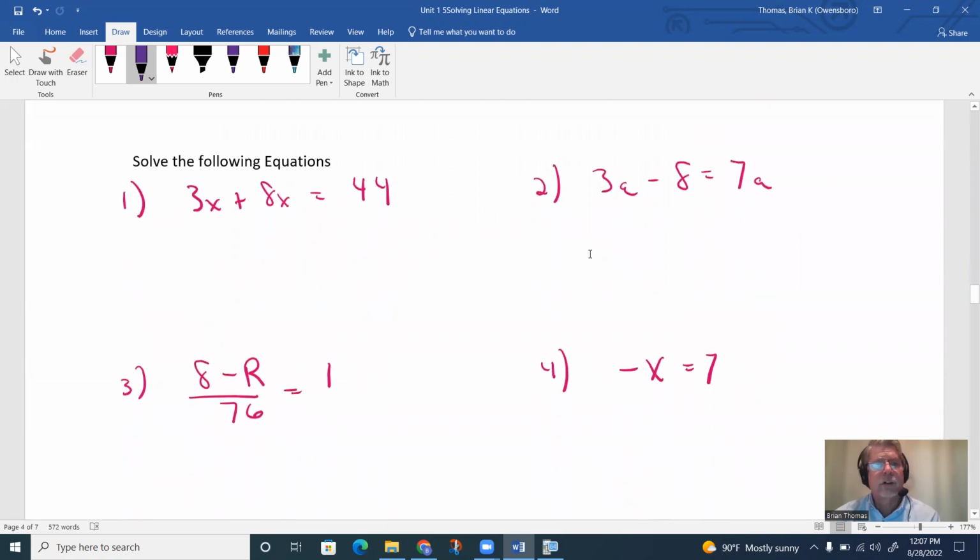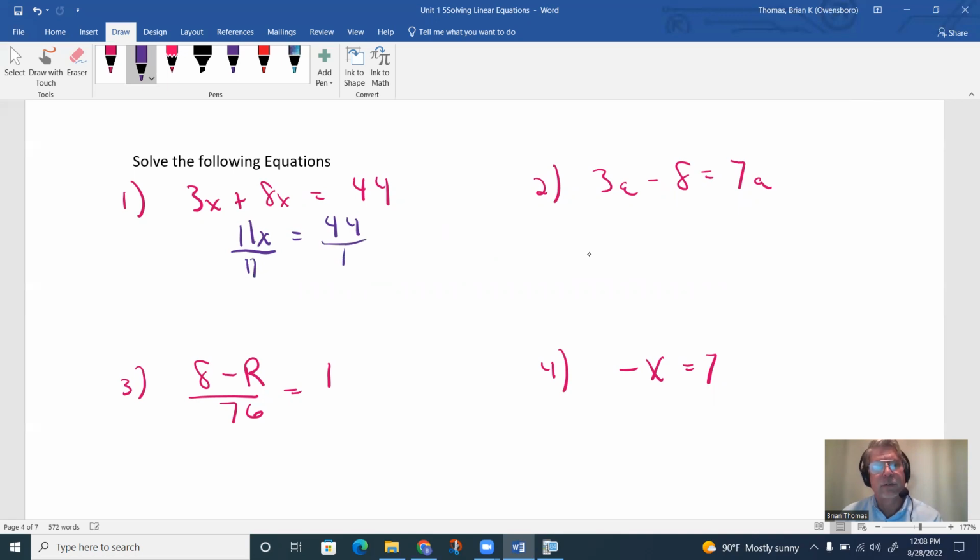So if I want to solve the following equations, let's look at this equation: 3x plus 8x equals 44. The first step is to look at each side of the equation. So if I look at the left side, I see 3x plus 8x. Well, those are like terms. So if I add the coefficients, 3 plus 8, that gives me 11x. And then the 44 is already simplified. At this point, all I really see is a coefficient in front of the x.